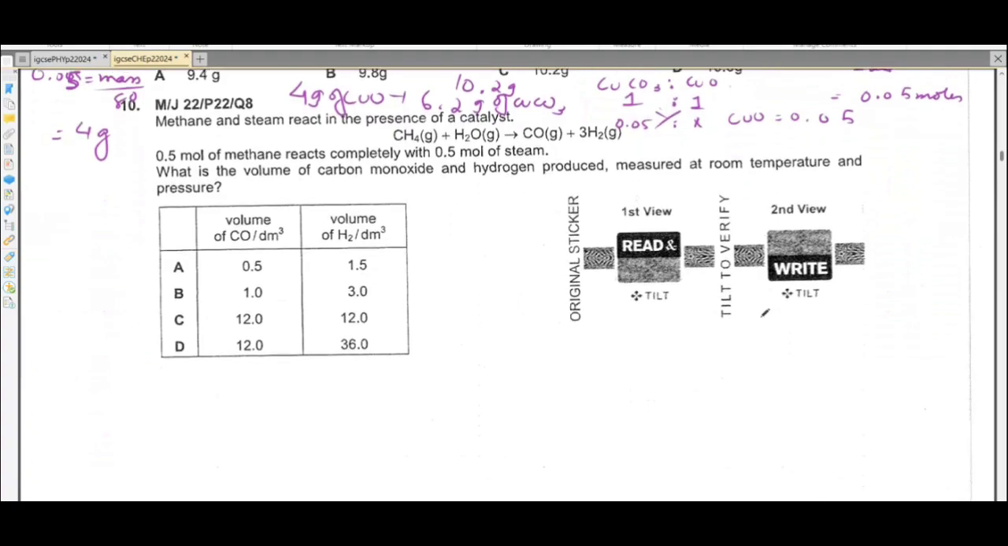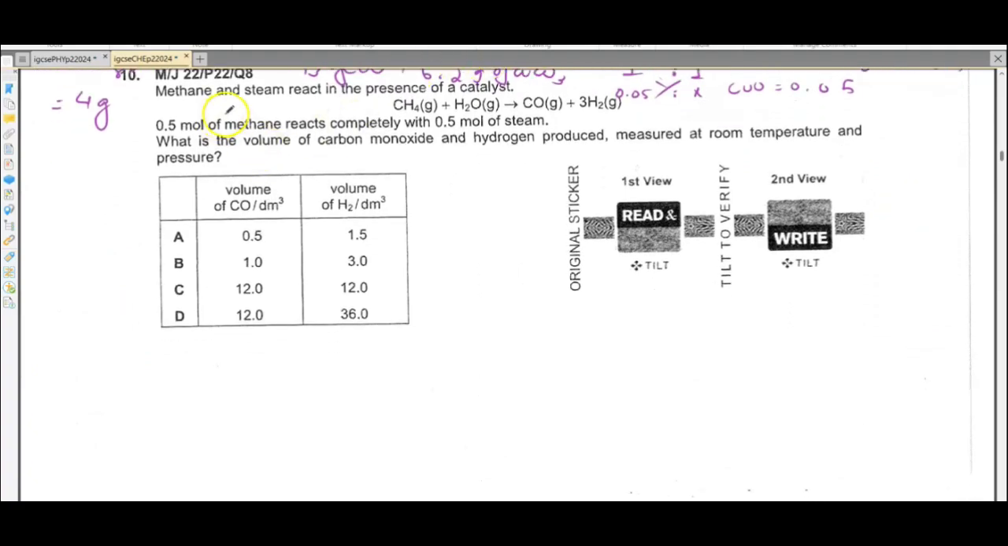Okay, moving on to question number 10. Methane and steam react in the presence of a catalyst. 0.5 mole of methane reacts completely with 0.5 moles of steam.